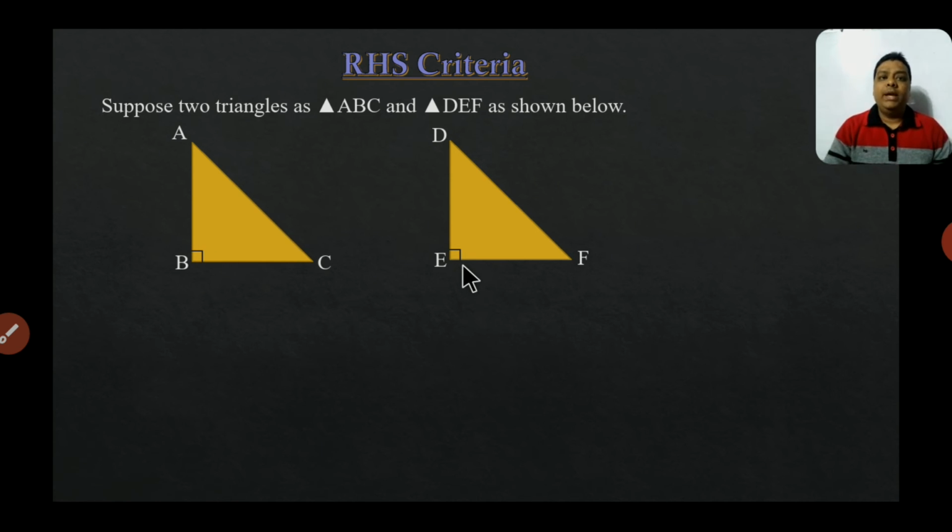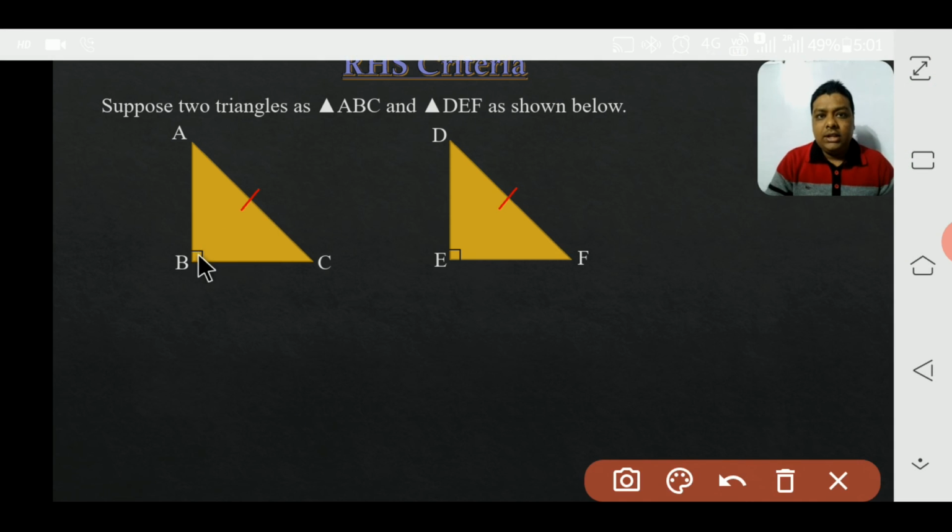Okay, so if it is given that right, it means angle B is equal to angle E, one right angle. Then hypotenuse, it means AC equals DF. What will the hypotenuse be? The hypotenuse is always the side opposite to the right angle. You can see this is the right angle, so the side opposite to it is AC. Here E is the right angle, so the side opposite to it is DF. So these two are the hypotenuses.